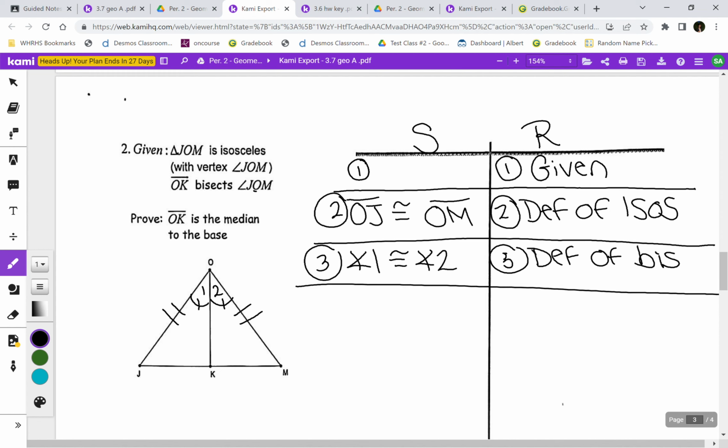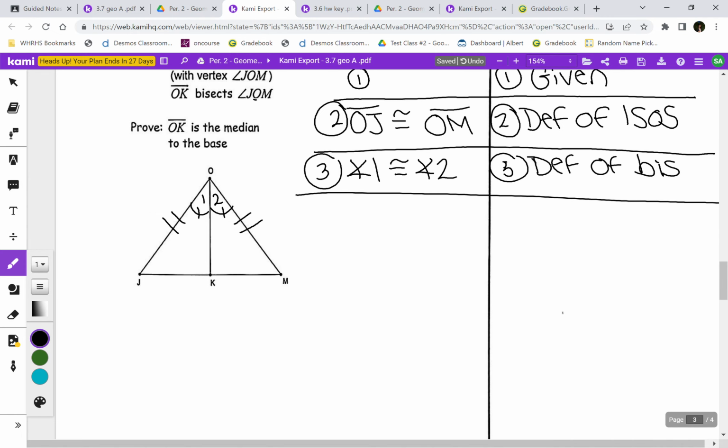Now, I would say about 99% of you at this point would then say, okay, reflexive, right? Okay, reflexive. That's absolutely correct. You're good. If you did that on the test, you'd be great. I want to do it a different way, just to show you something new.